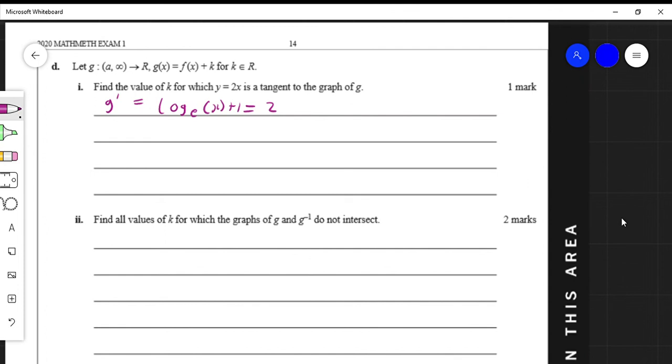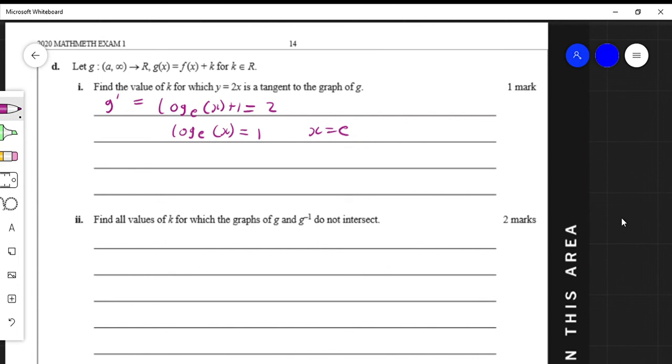So this gives us the natural log of x equals 1. Now this must be true for this to be a tangent of g. So this gives us x equals e, if we solve that. So now what we want to do is shift the graph vertically so that it's a tangent to that.